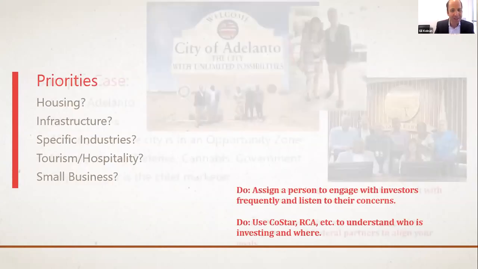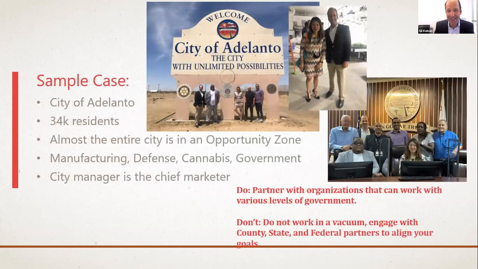So this one is a fun one, just highlighting again the city of Adelanto. I was on a tour Saturday before last. One of the pictures, the middle picture, is this fine looking gentleman with the treasurer of the state of California, who actually came out on a Saturday to tour opportunity zone sites in the high desert of California. Okay, that's government involvement in distressed communities trying to drive opportunity zone investments.